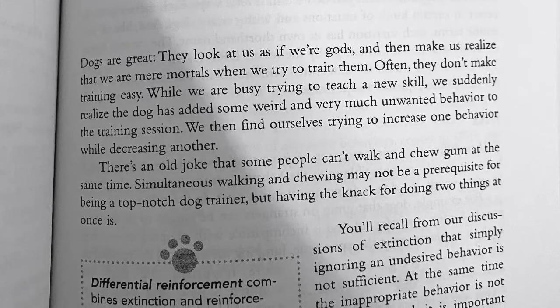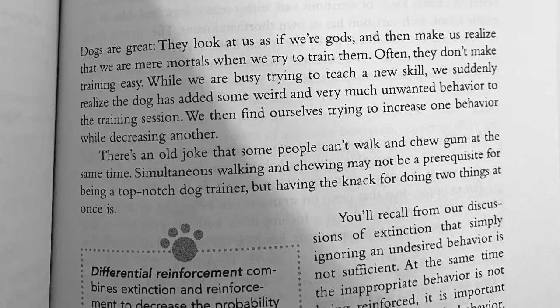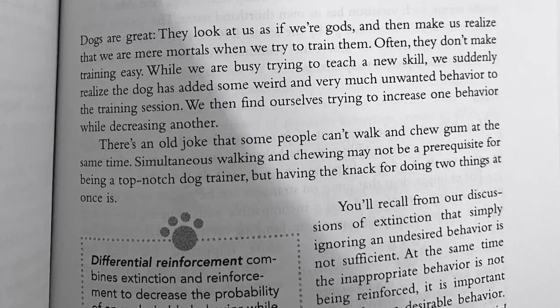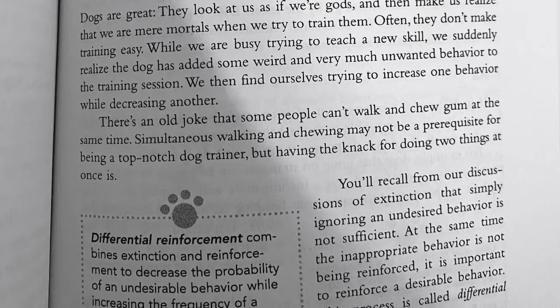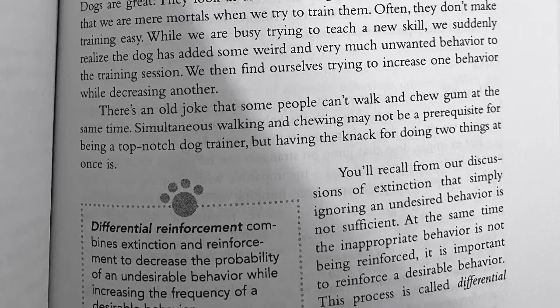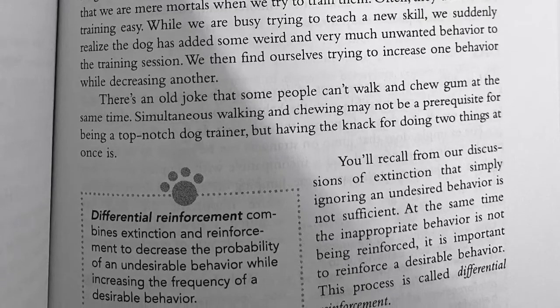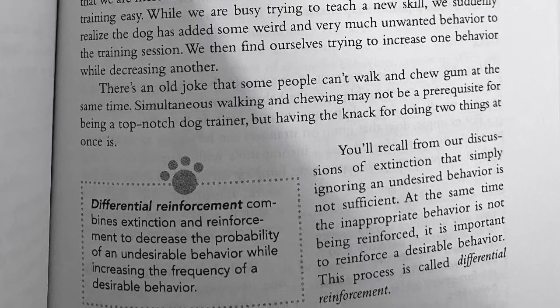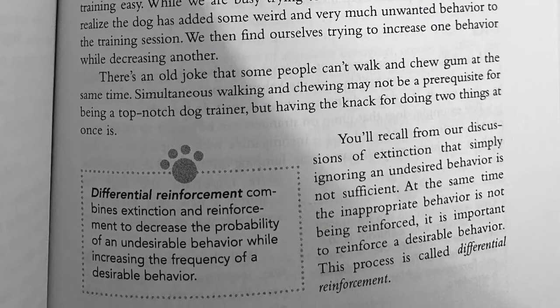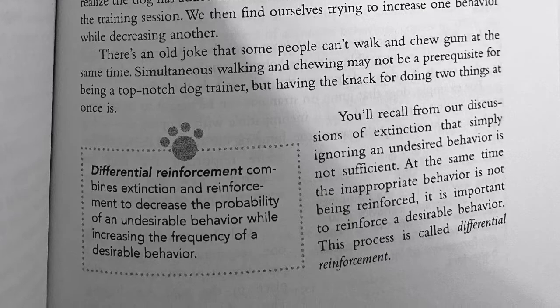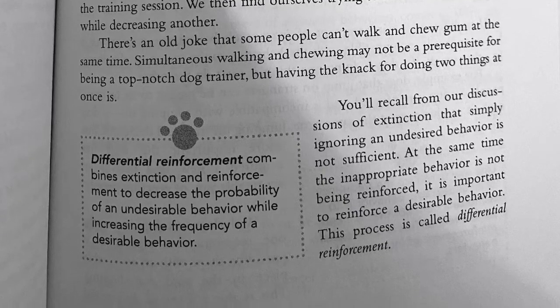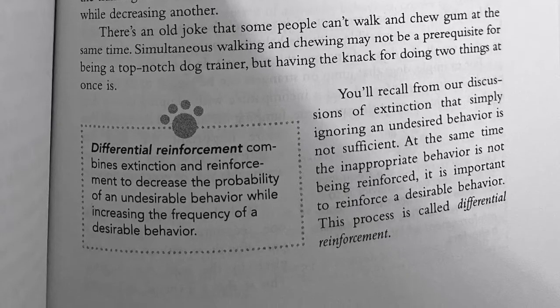You'll recall from our discussion of extinction that simply ignoring an undesired behavior is not sufficient. At the same time the inappropriate behavior is not being reinforced, it is important to reinforce a desirable behavior. The process is called differential reinforcement. Differential reinforcement combines extinction and reinforcement to decrease the probability of an undesirable behavior while increasing the frequency of a desired behavior.